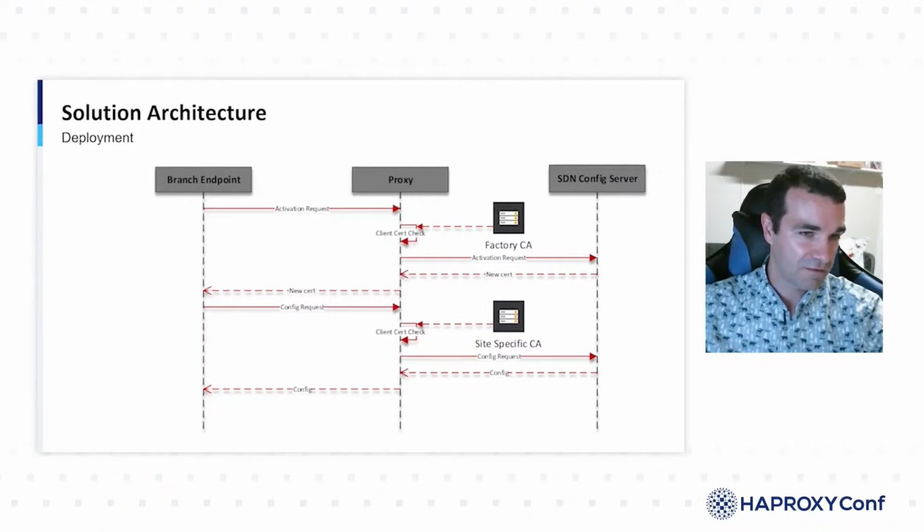And using that client certificate also allows us to use a CRL. So if we want to ban one of these branch endpoints or deactivate it, we can always revoke the certificate, and then the proxy server will recognize that this certificate is revoked, so no communication will be allowed to the SDN configuration server anymore.